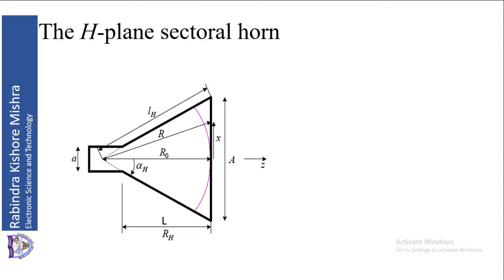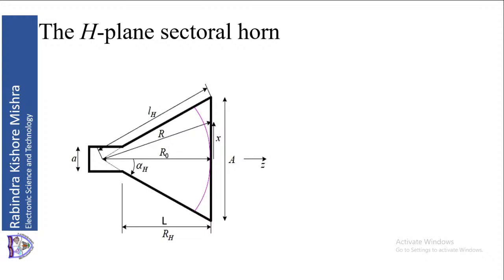In the top view, you can see we have the phase center. From the phase center to the face of the antenna, the radius is R0. From the phase center to the face of the antenna at any point, that is equal to R. And then from the phase center to the edge of the antenna, it is LH. Since it is H-plane, we call it LH.